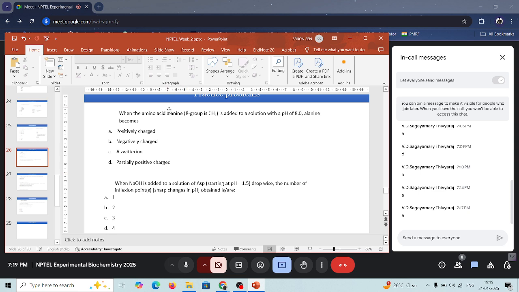When the amino acid alanine is added to a solution with a pH 8, alanine becomes. So when you have a pH 8 buffer and you add alanine to it, what does it become? Does it become positively charged, negatively charged, partially positively charged, or a zwitterion?